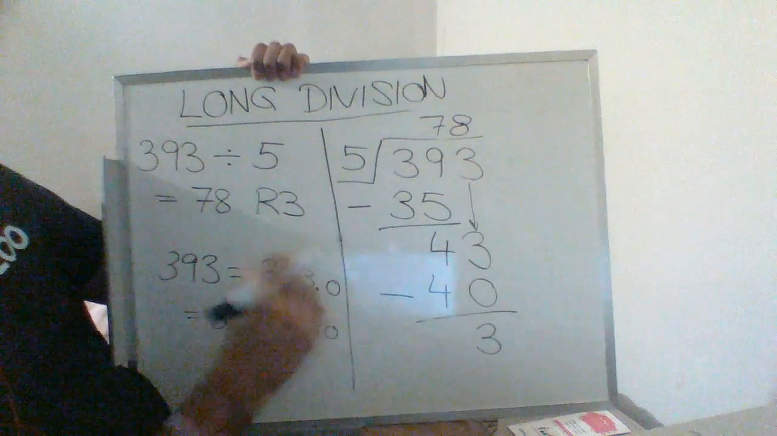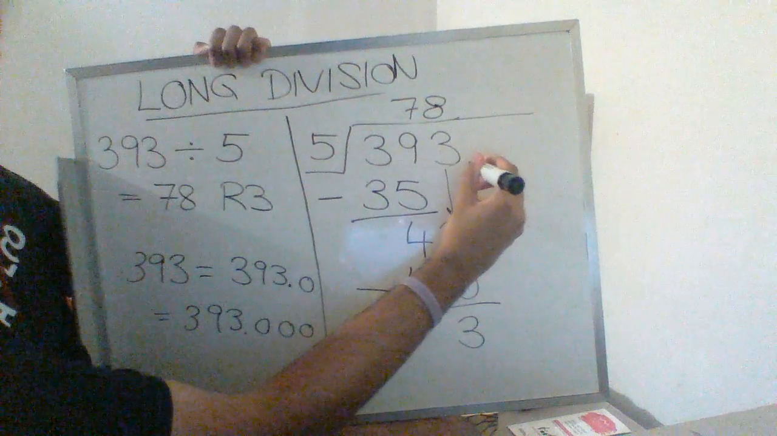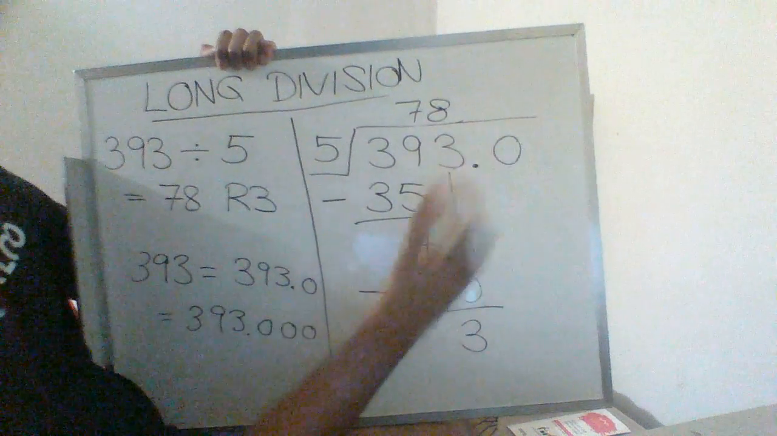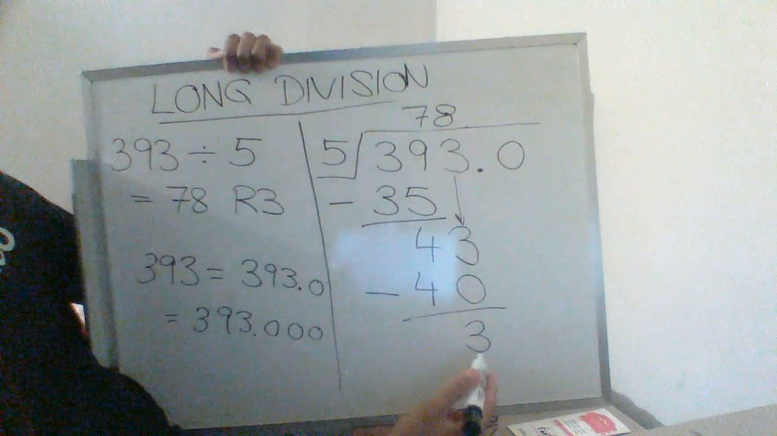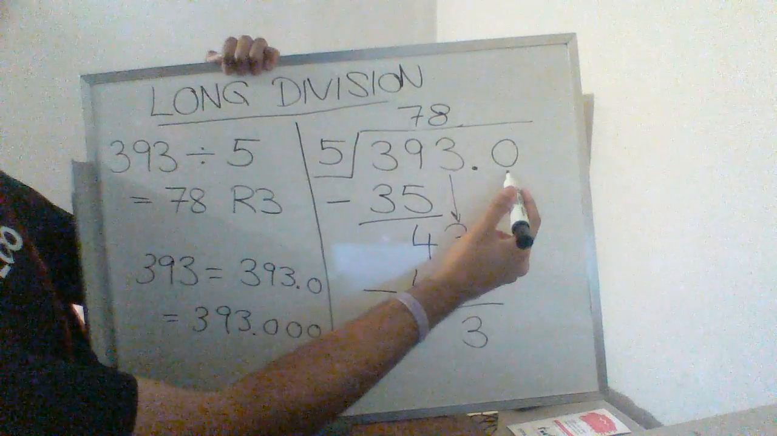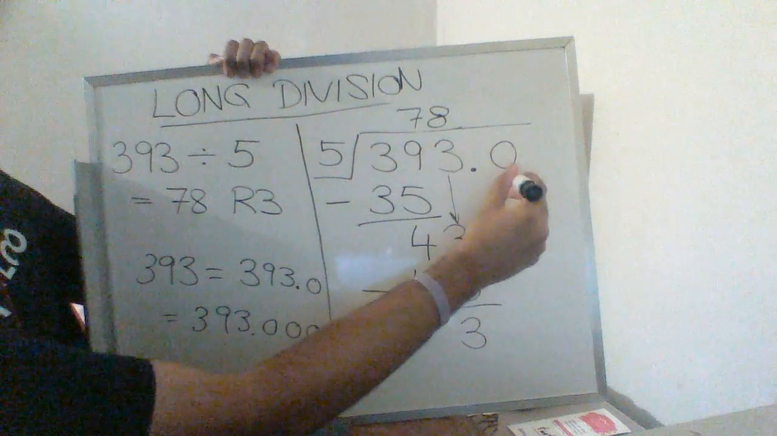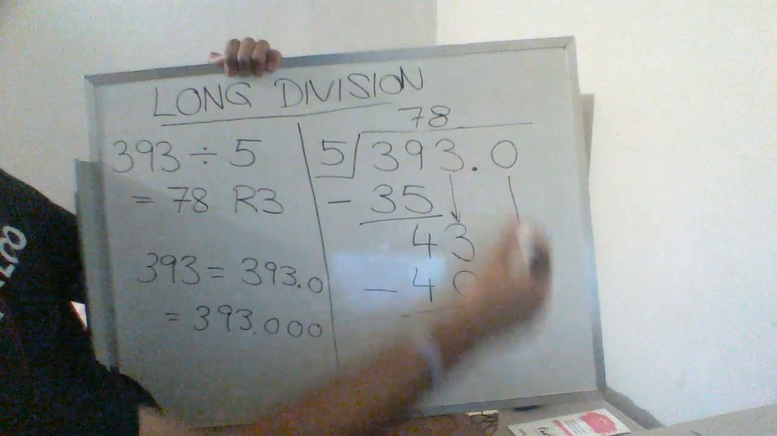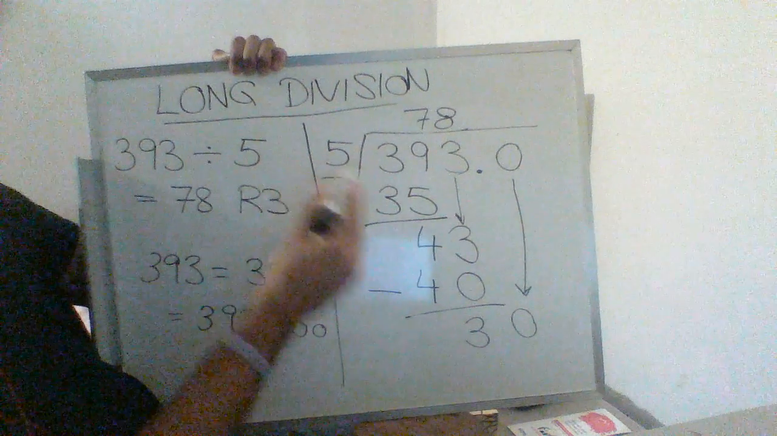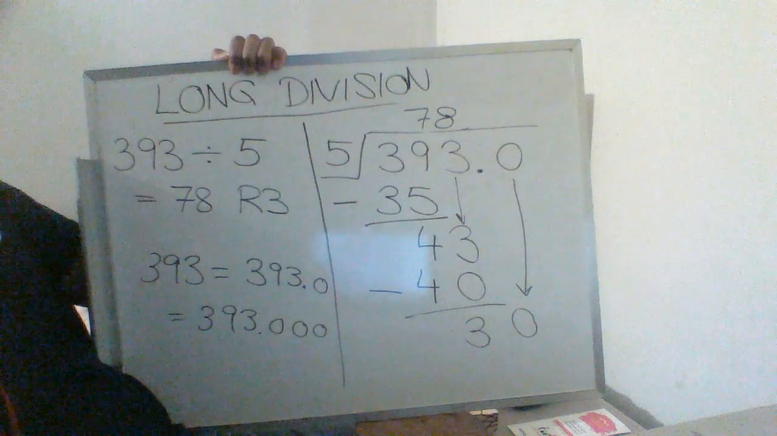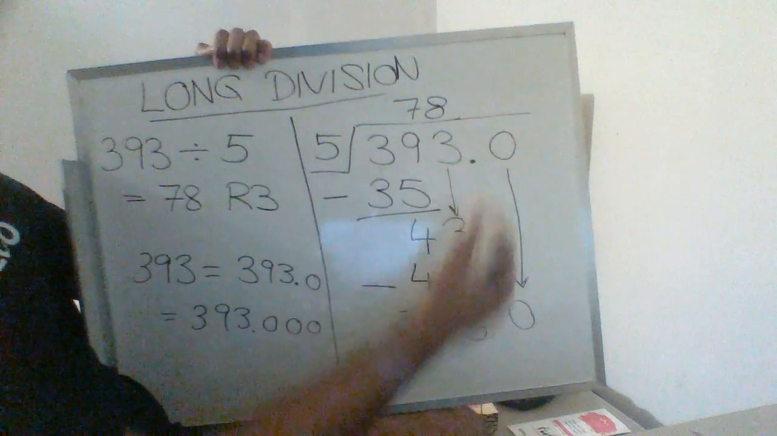I'm just going to show you the other way to do this, is you change this 393, you extend it by adding a 0.0. Alright, so we haven't changed the number at all, and you have this 3 down here. Now you have a digit that you can pull down. Ignore the decimal point. It's there, but ignore it when you pull the 0 down. So you've got this 0 down here, and you ask yourself, how many times does 5 go into 30? And if you do the counting, you get that 5 goes into 30 6 times.